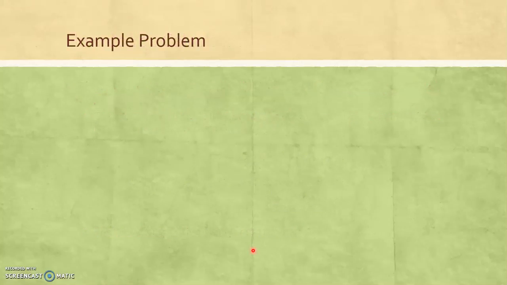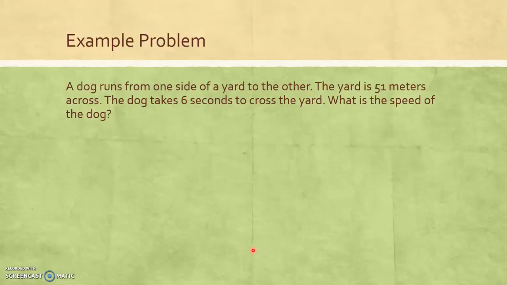So here's an example problem. A dog runs from one side of the yard to the other. The yard is 51 meters across. The dog takes 6 seconds to cross the yard. What is the speed of the dog?